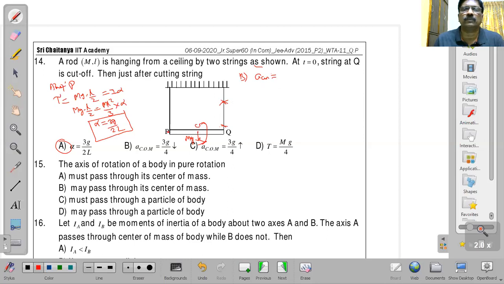R means L by 2. R alpha, R means L by 2 into alpha, and we already have 3g by 2L. This L and L cancel. Therefore, acceleration of center of mass is equal to 3g by 4. That is also correct, but it is moving downwards now. That's why downwards we can write. So this B is also correct.